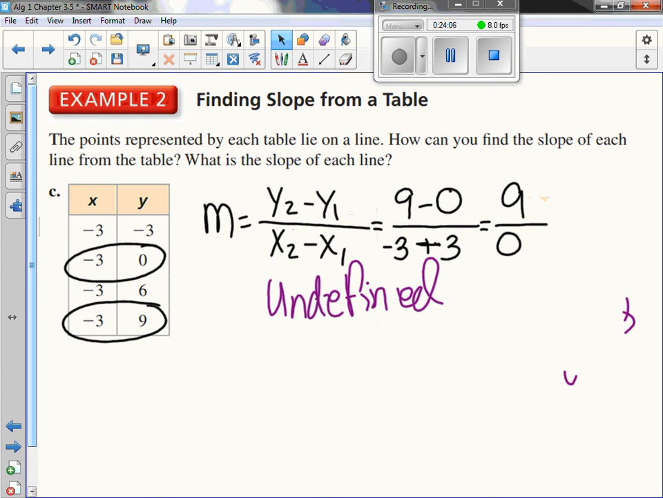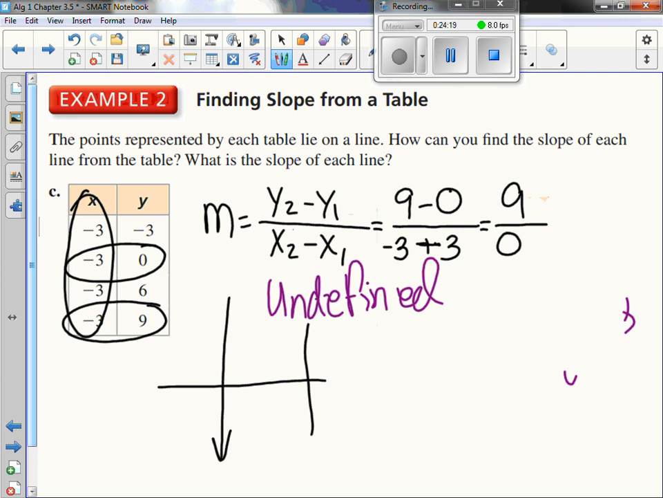Because when we look at all these values of x over here, they're all -3, yes? So the slope is undefined. Because really what we're looking at is an equation that is going straight up and down. This is our vertical line. A vertical line has an undefined slope because there's no change in x. Now, when we have a horizontal line, when there's no change in y, it's 0.